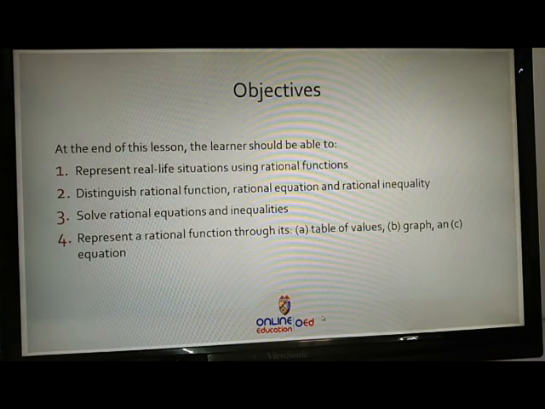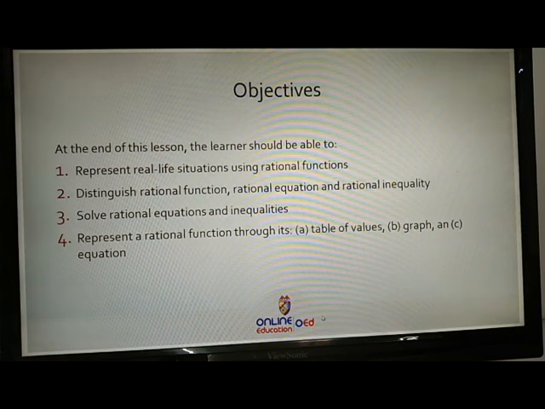So the objectives at the end of this lesson, the learner should be able to, number 1, represent real-life situations using rational functions. Number 2, distinguish rational function, rational equation, and rational inequality. Number 3, solve rational equations and inequalities. Number 4, represent a rational function through its A, table of values, B, graph, and equation.